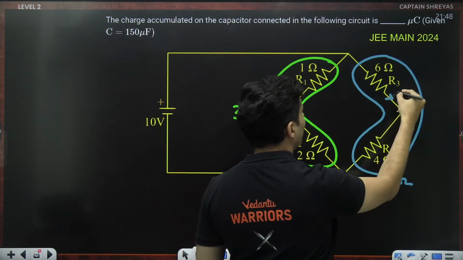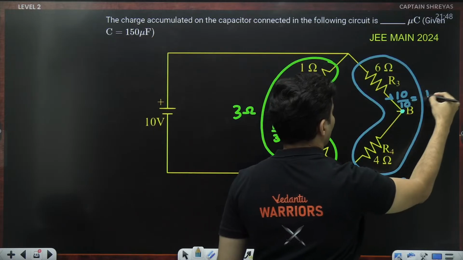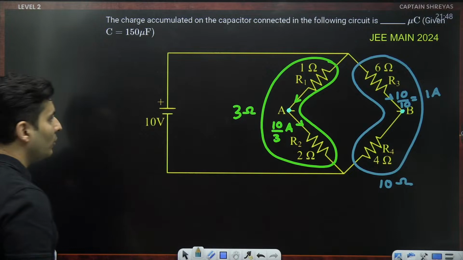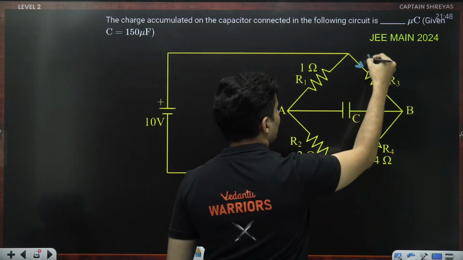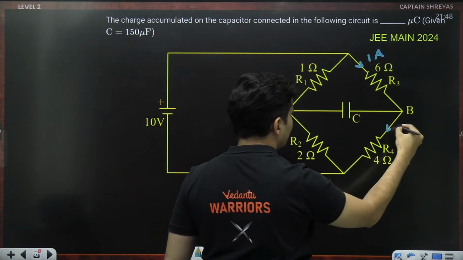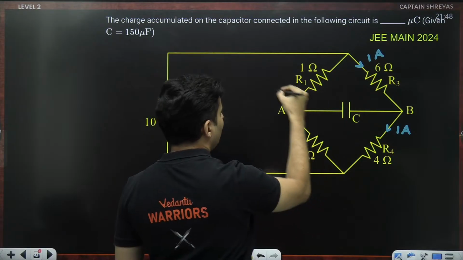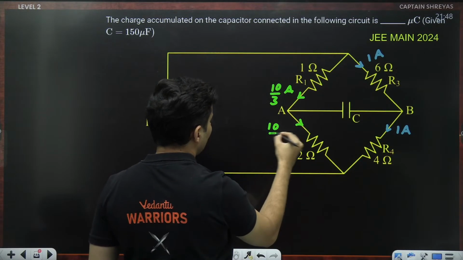So that would be 10 divided by 10, which is 1 ampere current, which is going like this. Now I'll go back to my original circuit and I will show those currents. So this was 1 ampere, which was going like this. And over here, that was 10 by 3 amperes, 10 by 3 amperes, which was going like this.